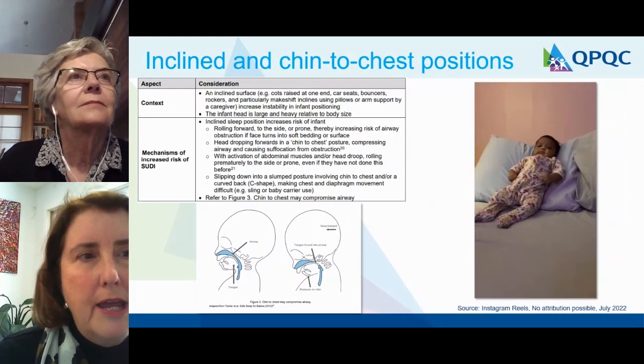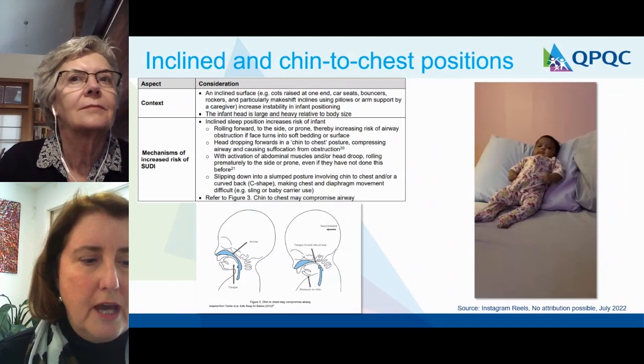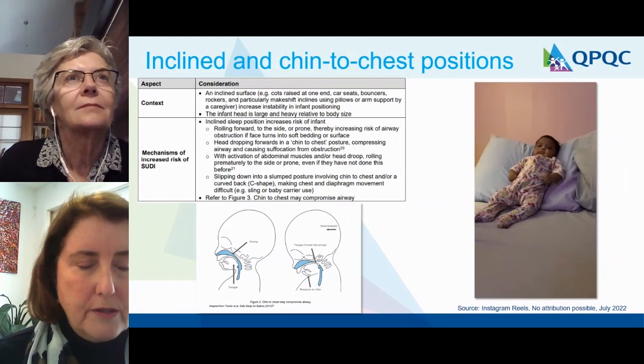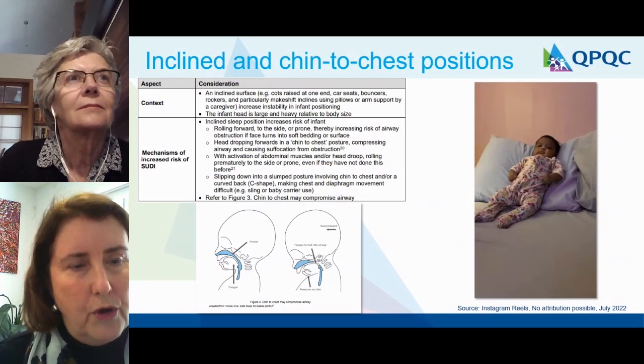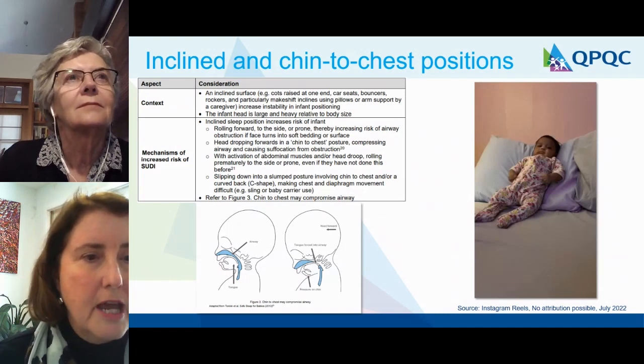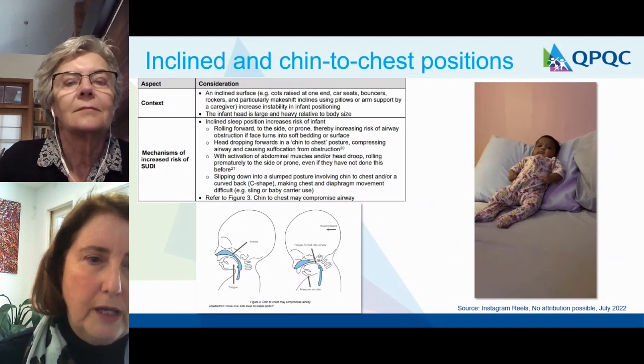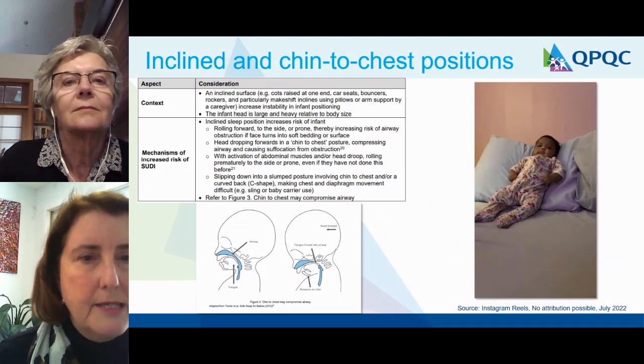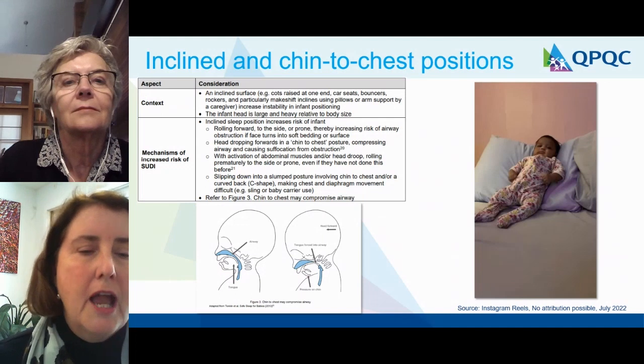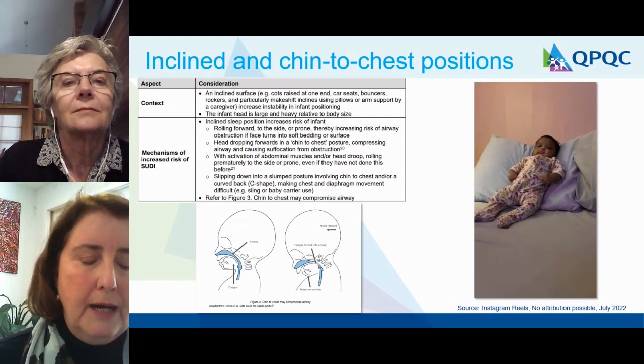We were very fortunate to be able to use the data that we had in Queensland, both the SUDI reviews that we had done and also the work of the Infant Care Practices Study, to know that incline position was a real issue. We had around 25% of our deaths were found in a propped or inclined position, or not found, but had been placed to sleep in an inclined or propped position. And our reviewers really drilled down to how they felt this contributed.